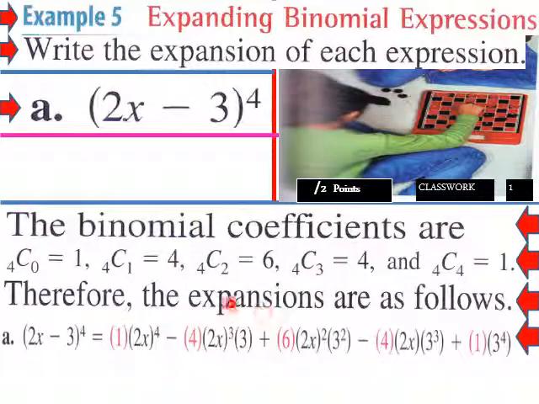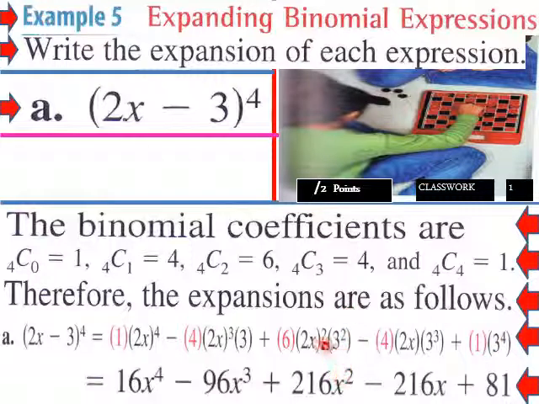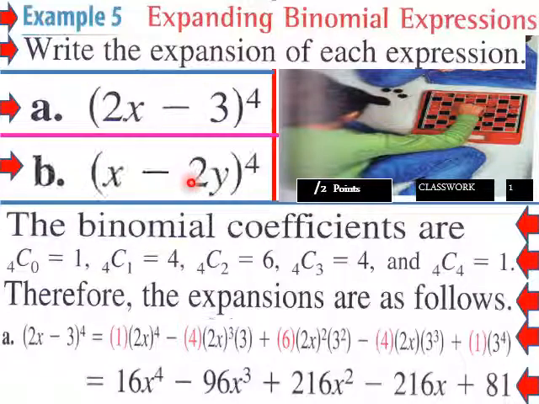And therefore the expansion is as follows. Here's your expansion: 1, 4, 6, 4, and 1, and then this is 2x to the 4th, 2x cubed times 3 to the 1st, 2x squared times 3 squared, 2x to the 1 times 3 to the 3rd, and then 3 to the 4th. That comes out to 16x to the 4th minus 96x cubed plus 216x squared minus 216x plus 81. That would be this expansion here.